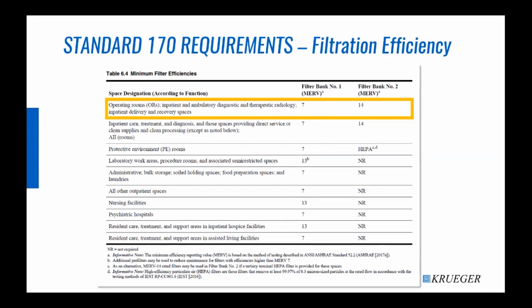As you can see in the chart above, ASHRAE 170 requires a minimum filter efficiency of MERV 14 in Bank 2. However, many times you will see this MERV rating upgraded to HEPA filters. HEPA filters meet a MERV rating range of 17 to 20, so they exceed the minimum MERV 14 requirement. HEPA filters also remove at least 99.97% of particulates sized 0.3 microns or larger.